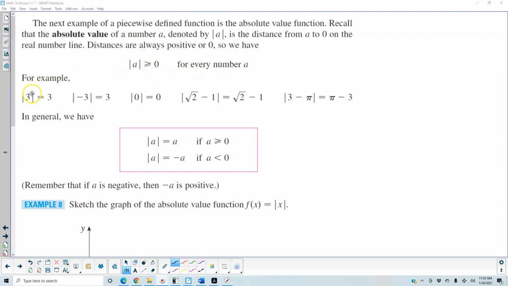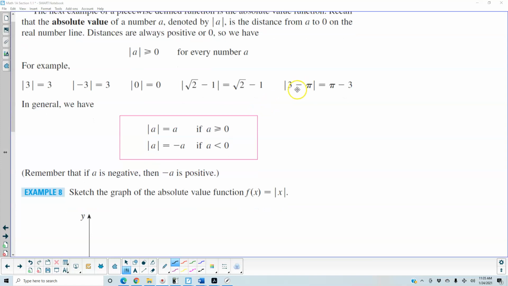So for example, the absolute value of 3, or the distance from 3 to 0, is equal to 3. The absolute value of -3, or the distance from -3 to 0, is 3. The absolute value of 0 is equal to 0. The absolute value of the square root of 2 minus 1 is the distance from the square root of 2 minus 1 to 0, which is equal to the square root of 2 minus 1. The absolute value of 3 minus pi is equal to pi minus 3.